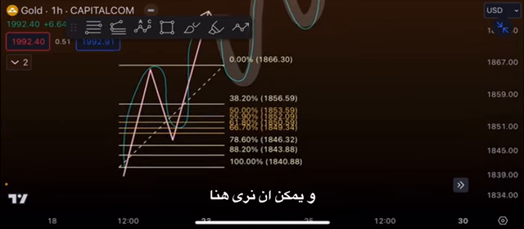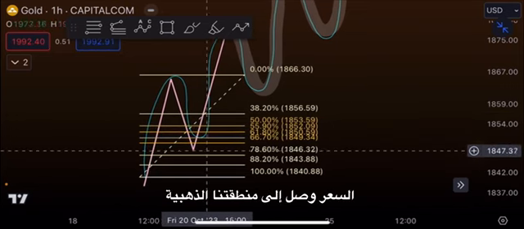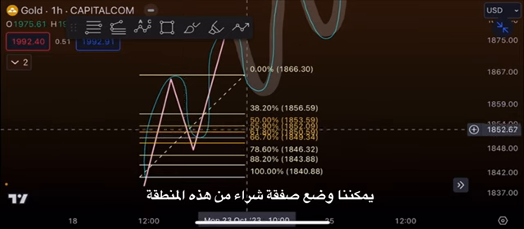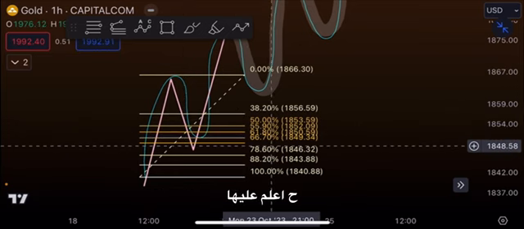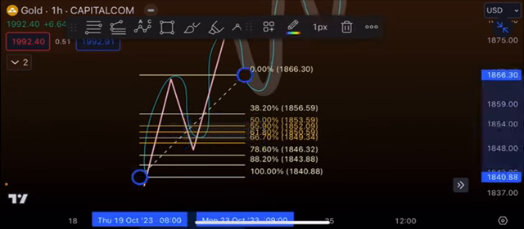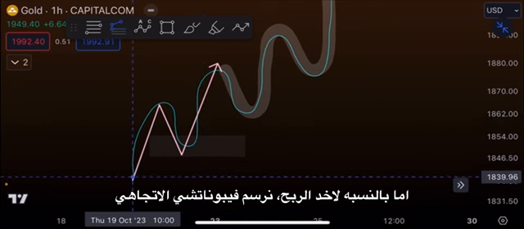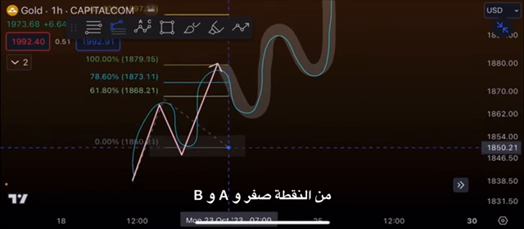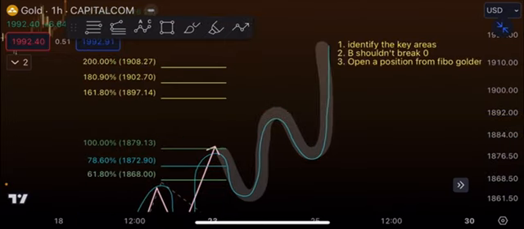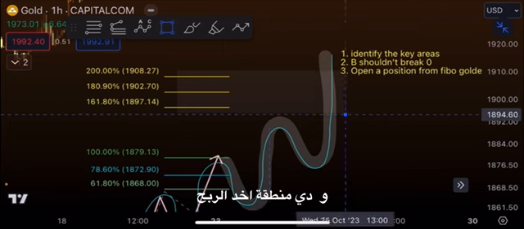And we can see here, price reached our golden zone, so we can place a buy position from this area. So I'll highlight this also. And as for the take profits, we draw Fibo extension from point 0, A and B. And this is our take profit area.